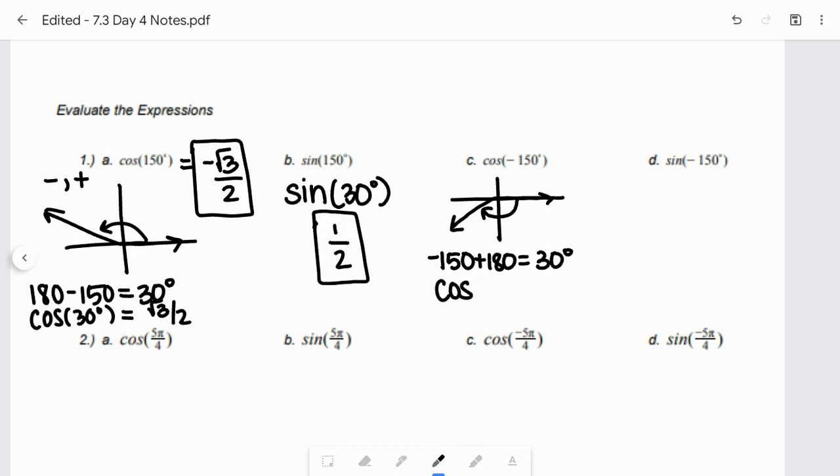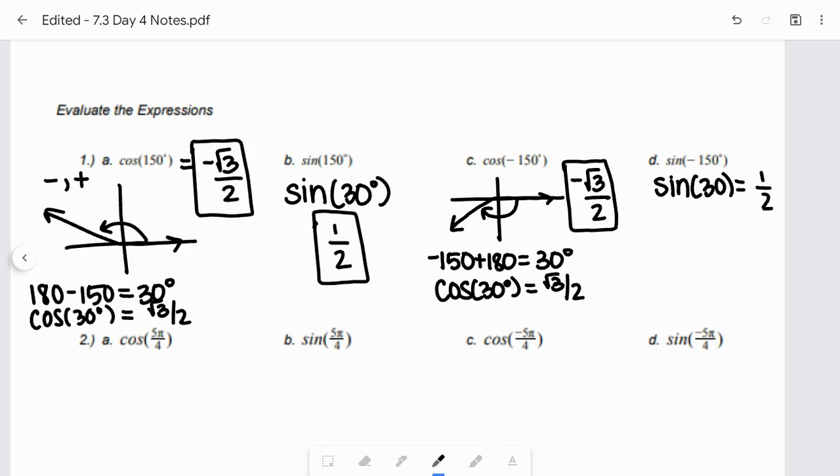So cosine of 30 degrees, we know that's going to be root 3 over 2. When I am in the third quadrant, both my x and y coordinates are going to be negative. So my answer is going to be negative root 3 over 2. And then we have sine of negative 150 degrees. So my reference angle gives sine of 30 degrees, and that equals 1/2. But once again, I know based on part C, I am in the third quadrant, and both my x and y are going to be negative. So my answer is negative 1/2.